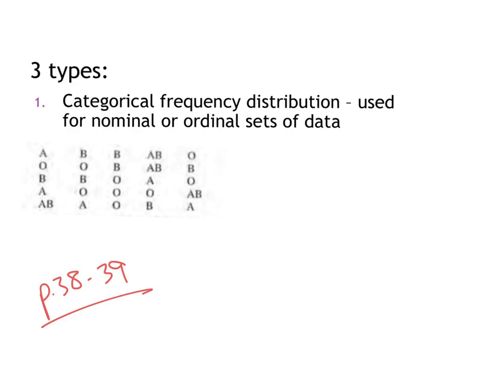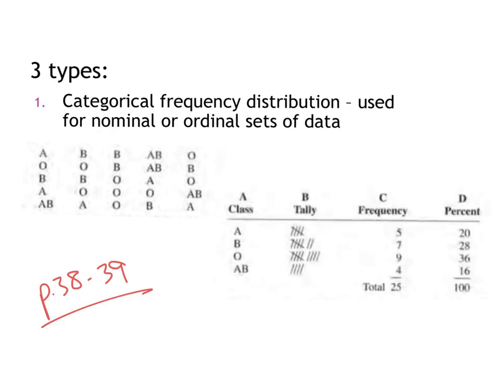Find out how many A's there are, how many B's, how many AB's, and how many O's. And what it would look like is just this. Now, one of the things that I'm going to ask that you do whenever we do a categorical frequency distribution, I also want you to calculate the percent.